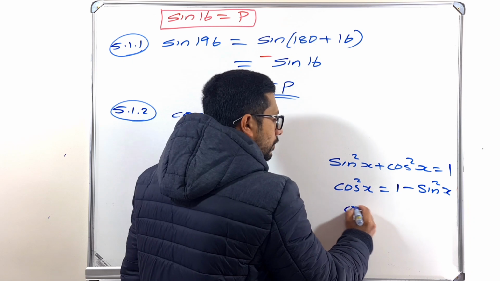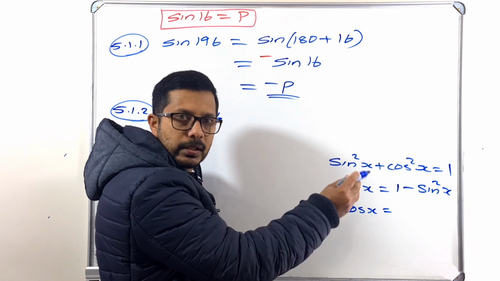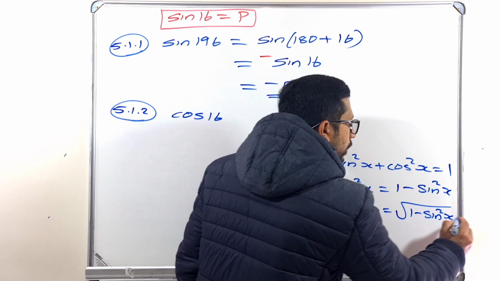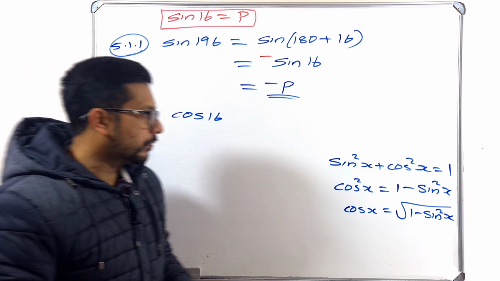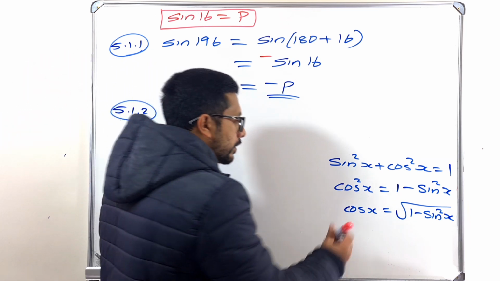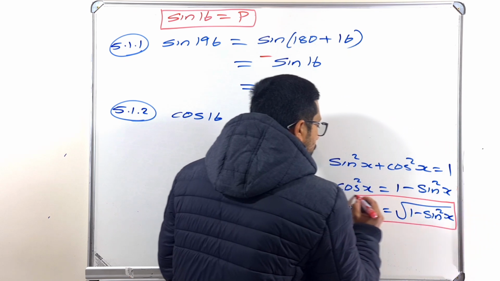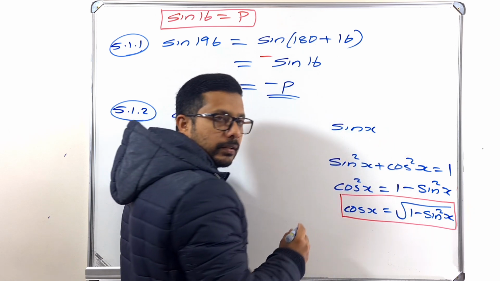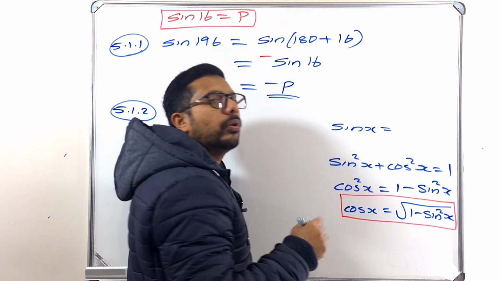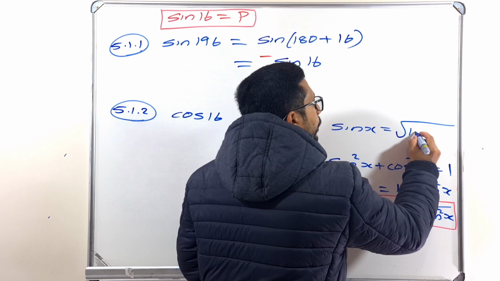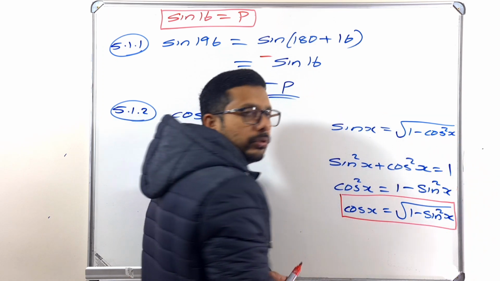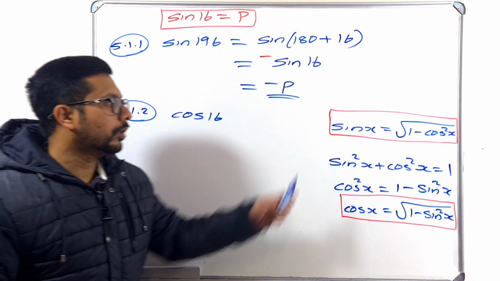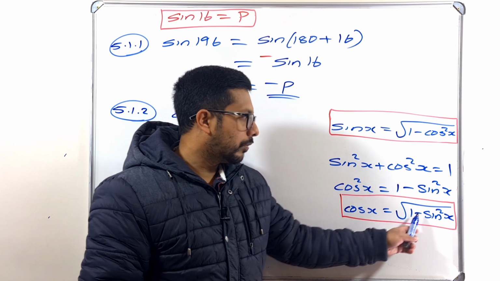So what is cos x? Square root of 1 minus sine squared x. Am I right? Try to understand this one. You have to remember this one: cos x is the square root of 1 minus sine squared x. Similarly, if in another question they ask sine x, immediately you have to write that sine x is the root of 1 minus cos squared x. You have to know like that. Now you are in grade 12, you can write directly: sine x is root of 1 minus cos squared x, cos x is root of 1 minus sine squared x.